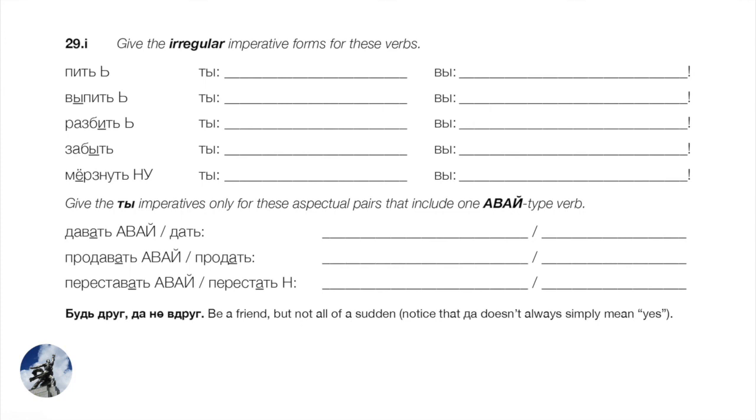Let's start with пить. Again, we just have to know this. And by the way, we don't really have a whole lot of examples of some of these verbs, so anyway, let's just see if we can spit out these forms. Пей, right? You drink. The вы form would be пейте. The perfective, выпить, would give us выпей, выпейте.